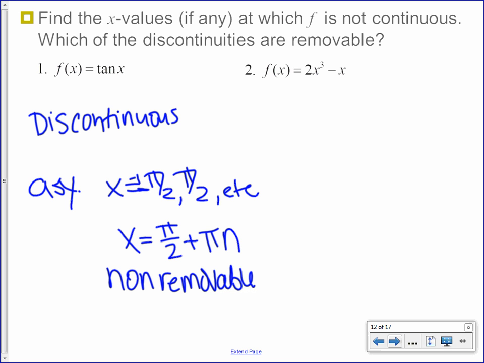Okay. 2x cubed minus x. What kind of function is that? It's a polynomial, which means it's continuous. Polynomials are always continuous. Every time.